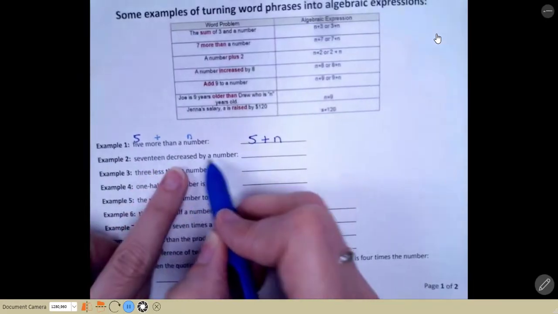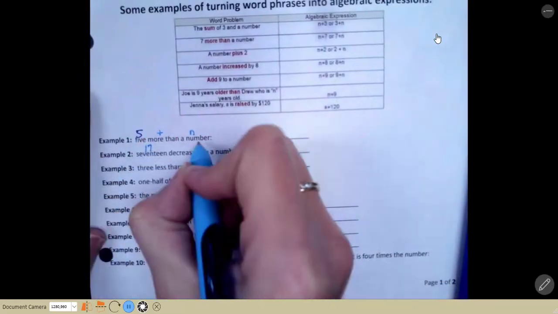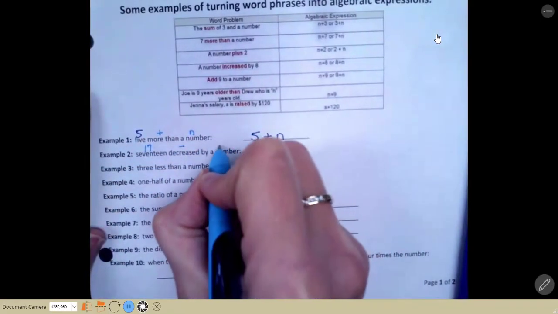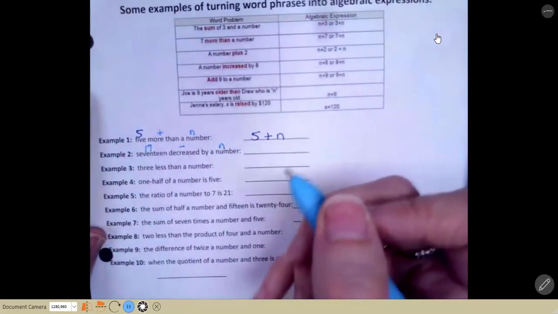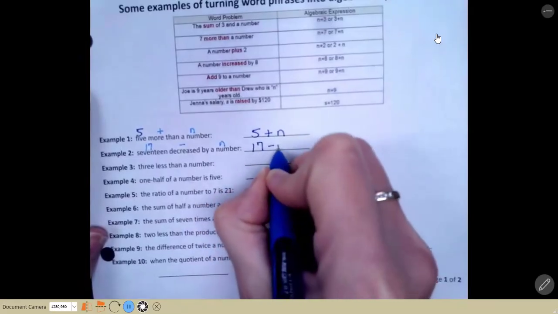17 decreased by a number. So this one would be 17 is being decreased by some number. Notice how I'm just writing above it. There are some exceptions to this.